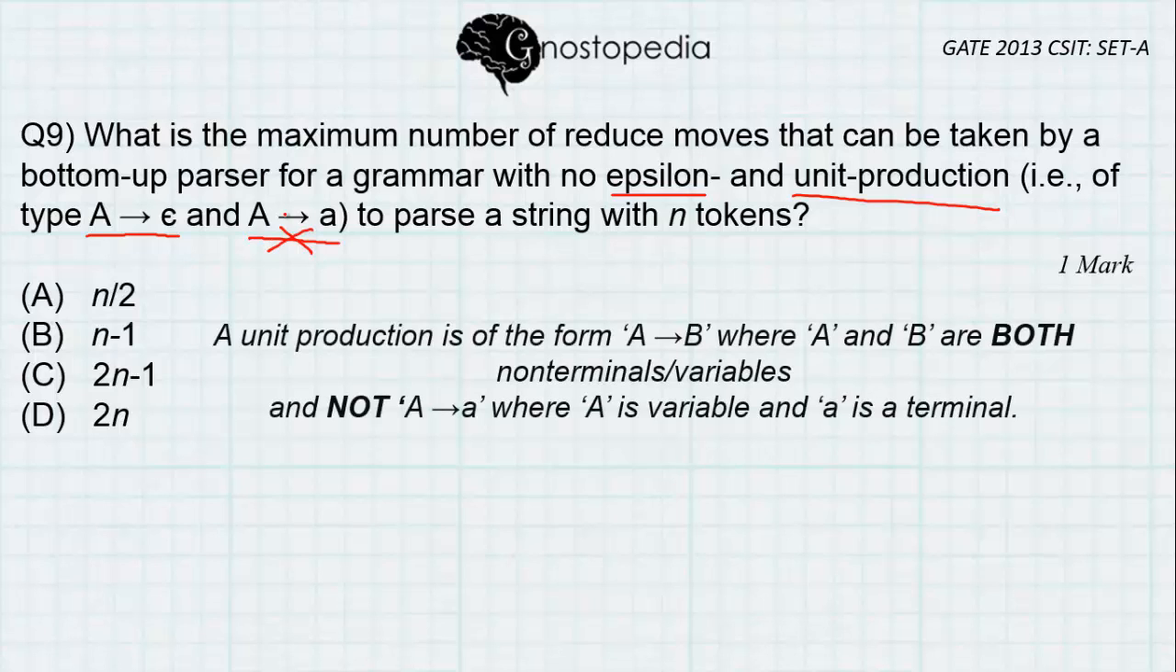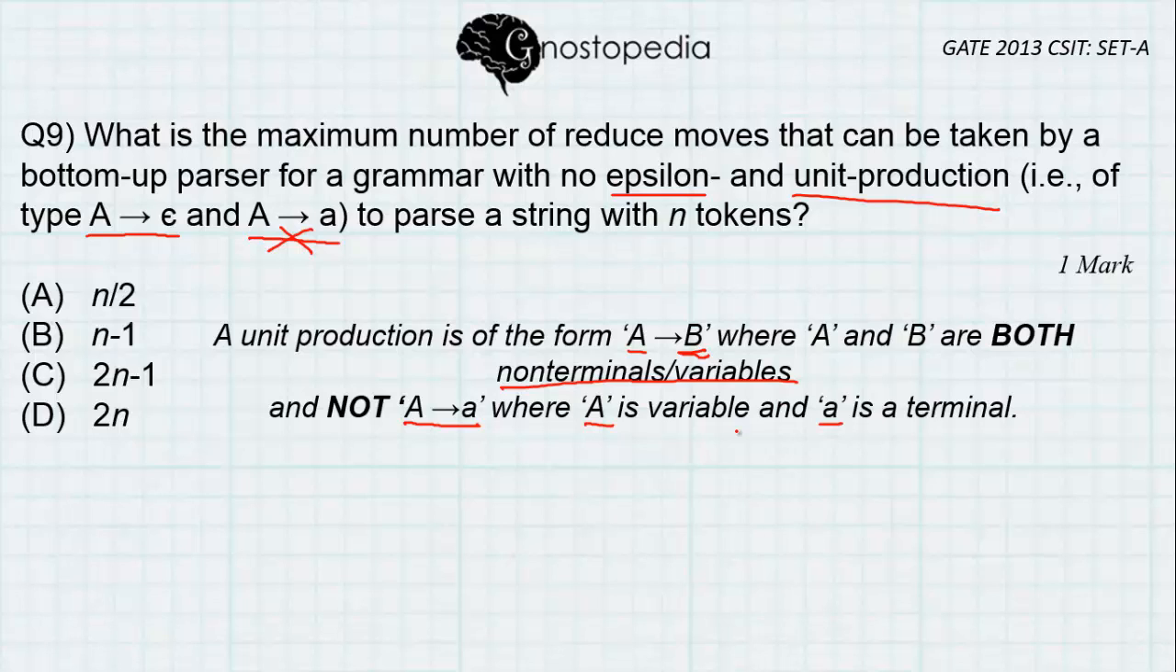Unit productions are always of the form capital A gives capital B, that is a non-terminal or a variable giving another non-terminal or variable, but never of the form A gives small a, where capital A and small a are variable and terminal respectively. The source of this definition is given in the description below.